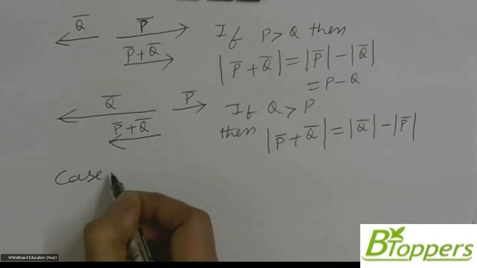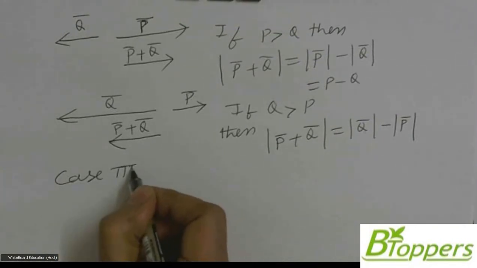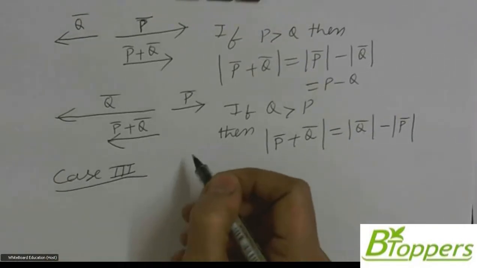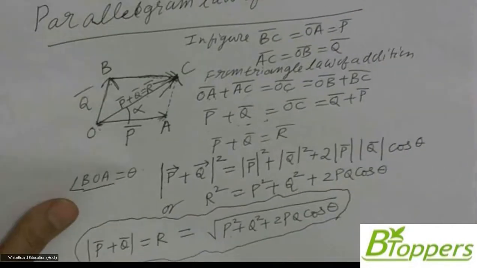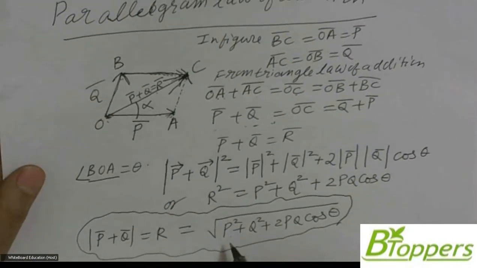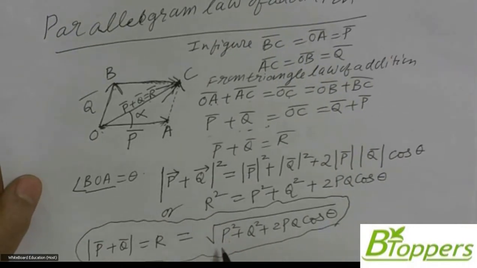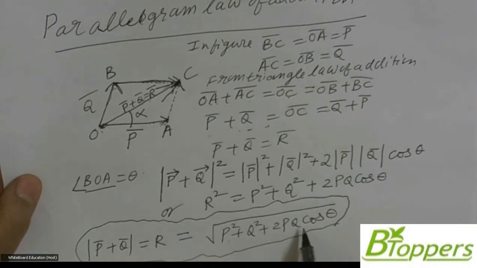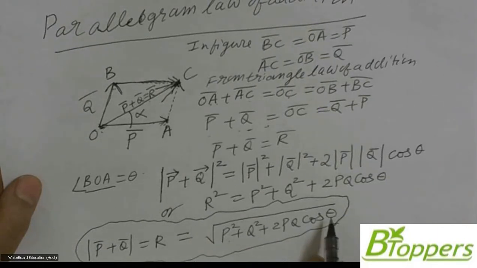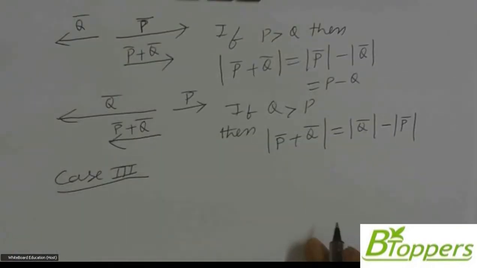Coming to case 3. Again, we'll look at the expression for the magnitude of the resultant of the two vectors. R equals root of p square plus q square plus 2pq cos theta. Theta is the angle between the vectors p bar and q bar. If vector p bar is perpendicular to vector q bar, then theta should be taken as 90 degrees.